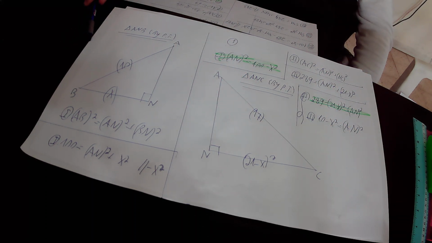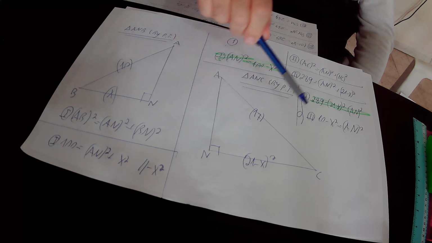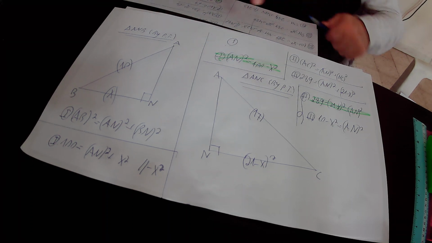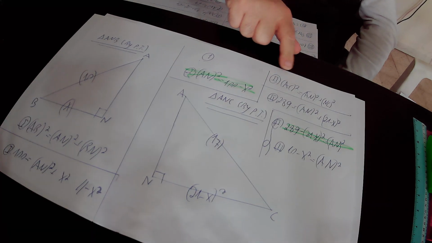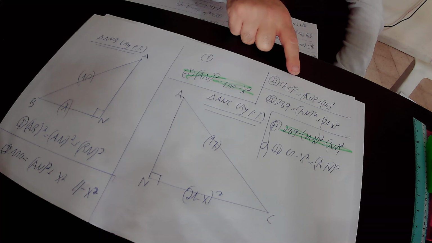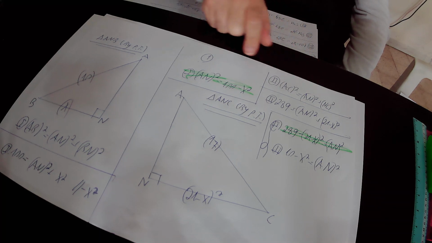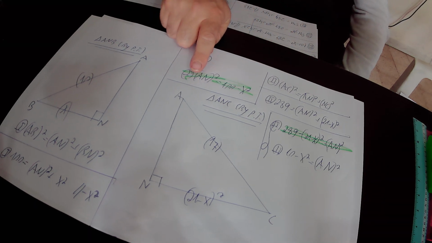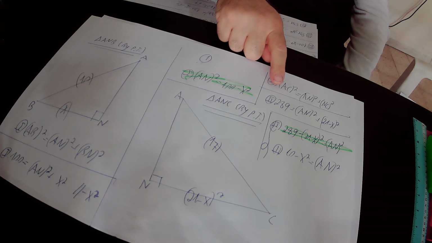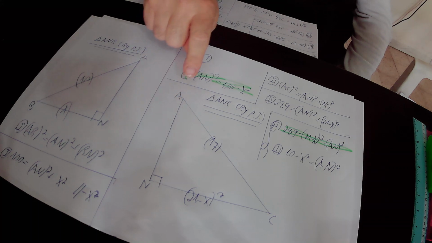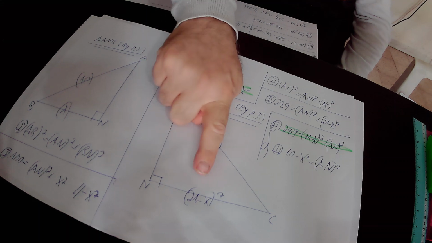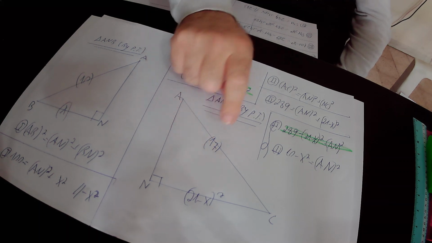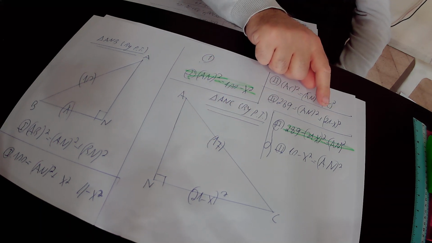So in this right triangle ANC, according to the Pythagoras theorem, AC square equals AN square plus NC square. AC is 17, therefore AC square is 17 squared, that is 289, and it is equal to AN square. AN is the missing side, so we leave it as it is, plus NC squared. NC is 21 minus x, therefore NC squared is (21 minus x) squared.